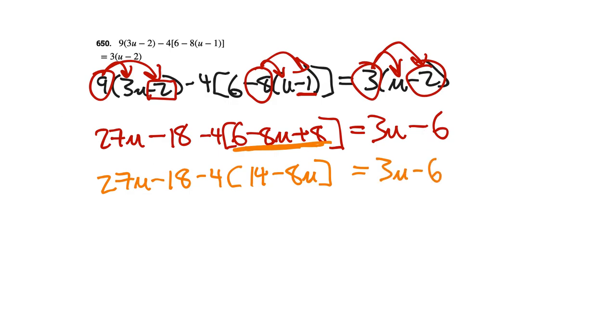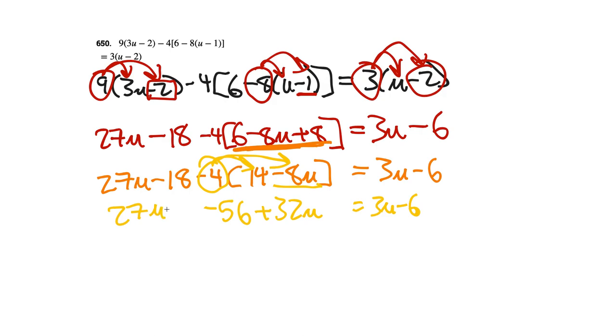And then next, we're going to do the same thing. Let's distribute this negative 4. And remember, you want to keep that sign going too. So it's negative 4 times 14. That'd be negative 56. And then negative 4 times negative 8u would be plus 32u. Everything else is just static for the moment, or a spectator term or expression.